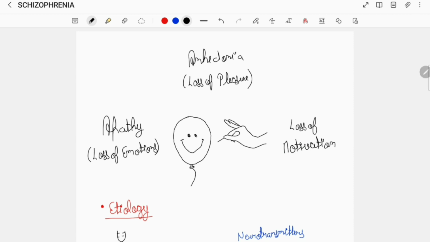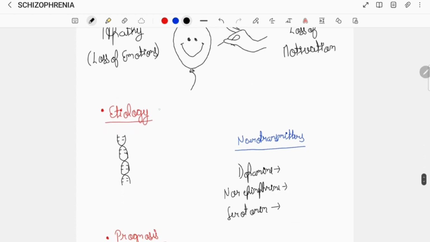The exact cause, or say the etiology of schizophrenia, is not known, but it can have a genetic association. Some theories say that it is because of altered neurotransmitter levels, wherein the levels of dopamine are increased, the levels of norepinephrine are reduced, and the levels of serotonin are increased in the body.